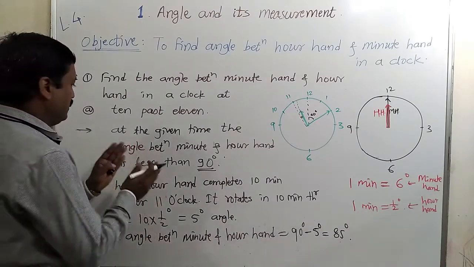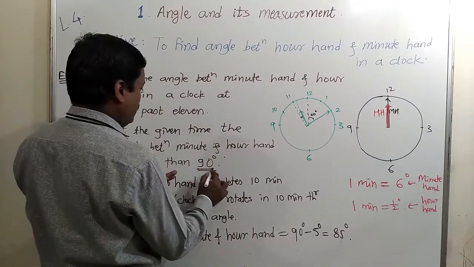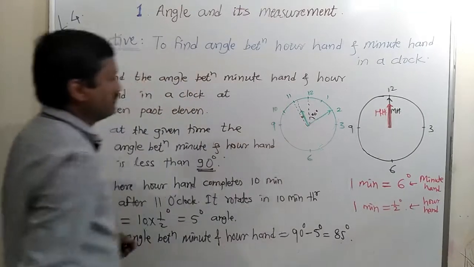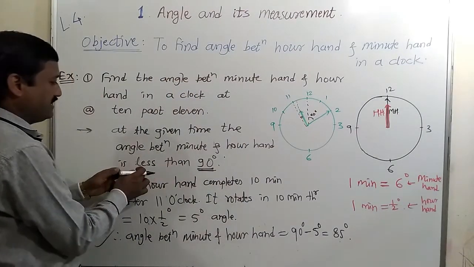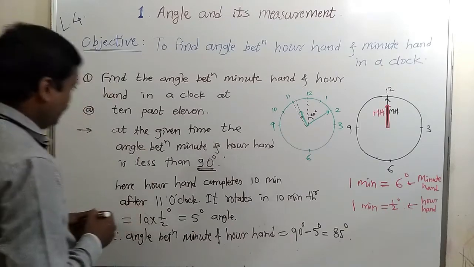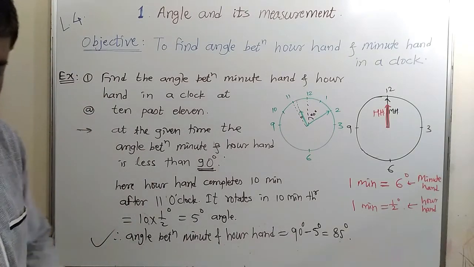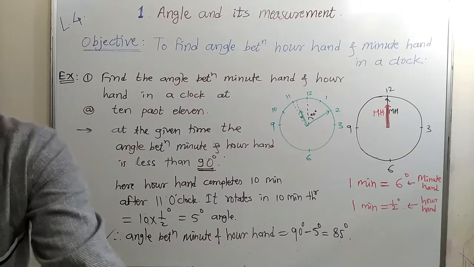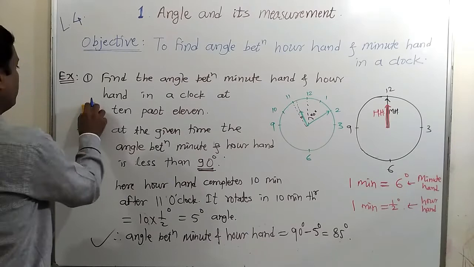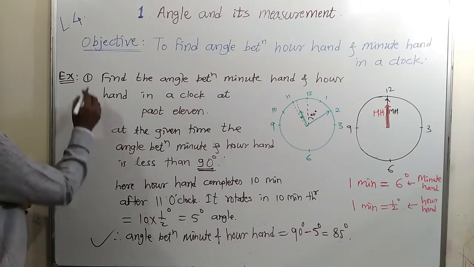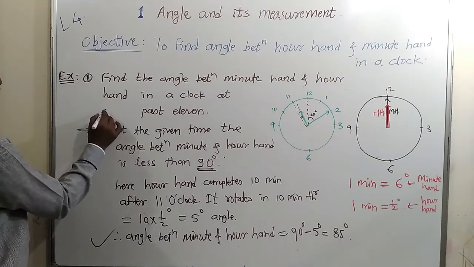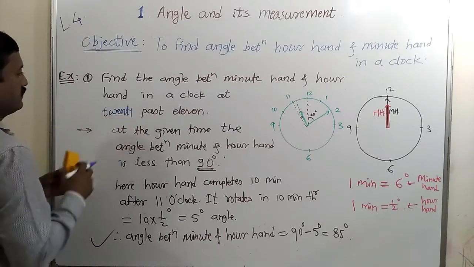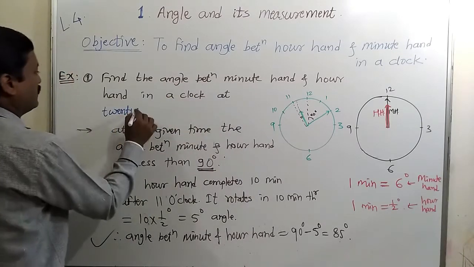So first we have to find how much amount of rotation is there between those two, hour hand and minute hand, at that time. It is either less or more near to that angle. Let us see the second example. 20 past 7.